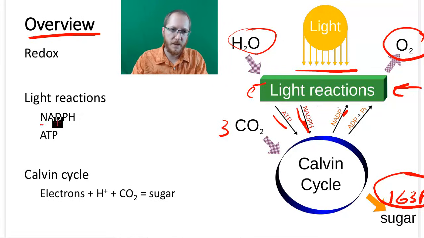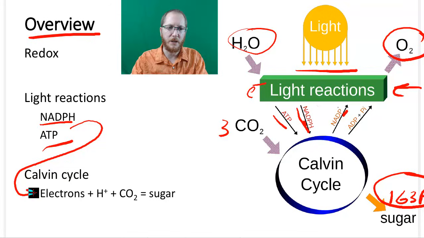So you can see the products here, and the products that we produce in light reactions will be the reactants that we need to do the Calvin cycle, where we can take the CO2, take some H plus that we've gotten by ripping water apart, and some electrons that we've also essentially gotten by ripping water apart, and stick them together to make a sugar.